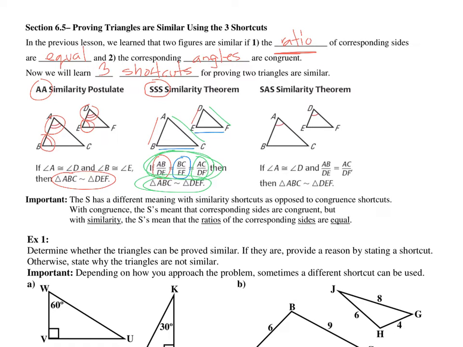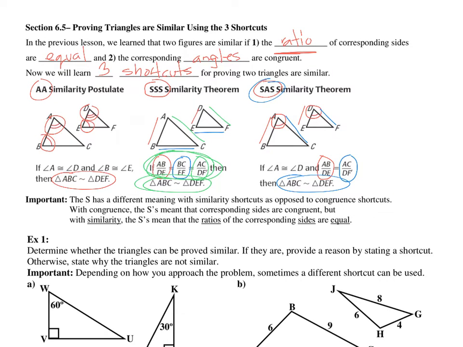And the last one, SAS. Well here I have these angles are congruent, and then I have the corresponding sides that touch those angles, their ratio, and that's equal to the other ratio from the corresponding sides that touch that angle. So then you have SAS, and once again, the triangles are similar.